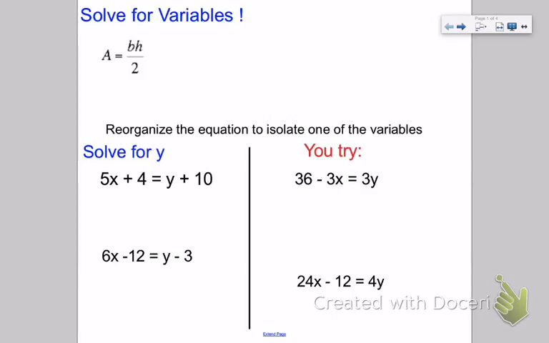So we've been solving all kinds of equations before. Now we are going to look at some that have more than one variable. If you look at this first equation, we have a equals bh over 2. And if we said to solve that, you wouldn't really know what to do because there are 3 different variables. Right now, this equation is solved for a.